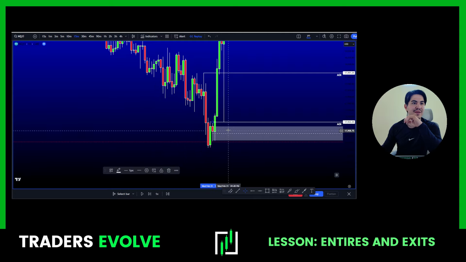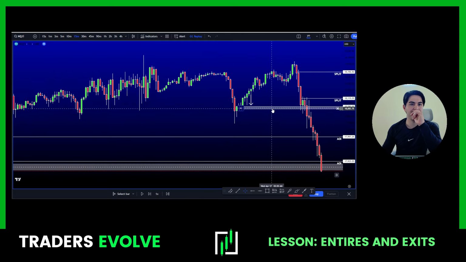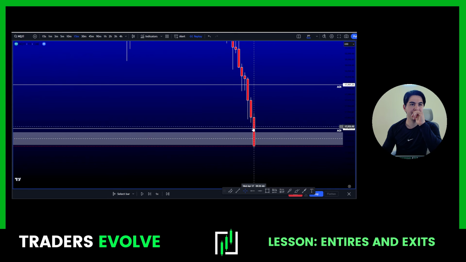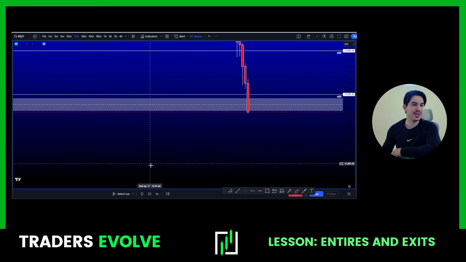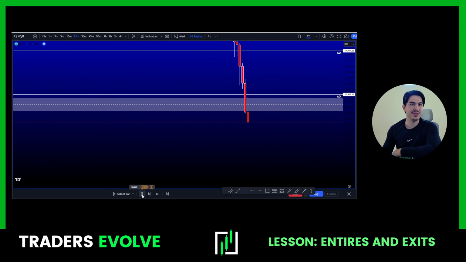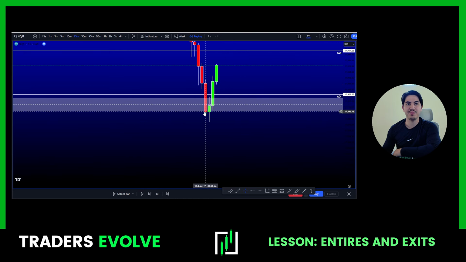So we have the AOI, we have the zone property one, property two, all right? We break 50% now, we could potentially take that short. Let's see if we retest or we continue down. Retest or continue down. So that was the fake out. It went to property three, broke back above 50%. What does that mean? We talked about this in the split video.